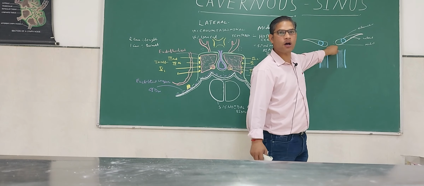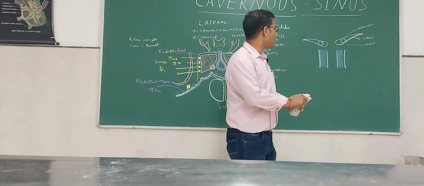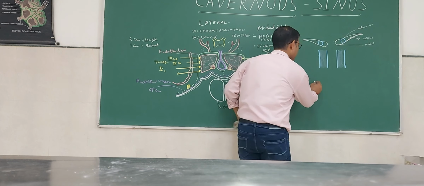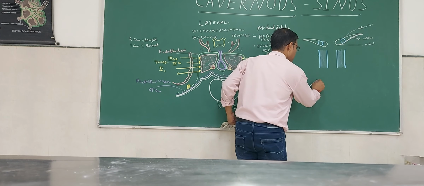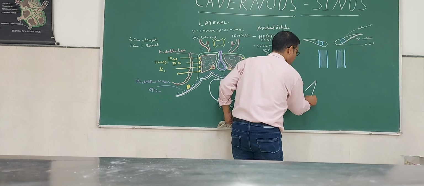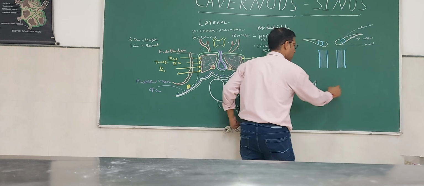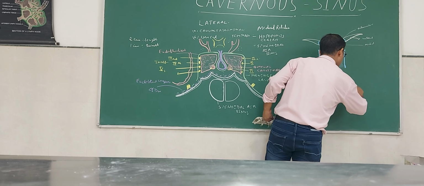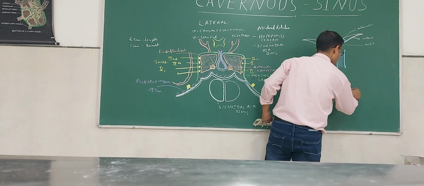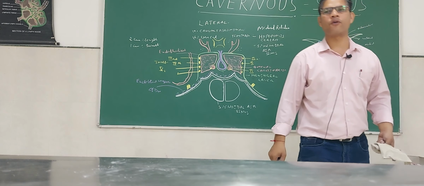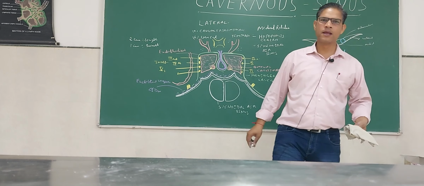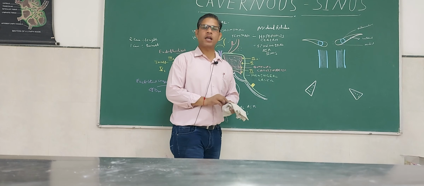And posteriorly, if I want to draw this one here, there's the petrous part of temporal bone, a triangular bone. This is the petrous part of the temporal bone. And the book also says anterior to the petrous part of the temporal bone, the foramen lacerum is there. Okay, so these are the structures.